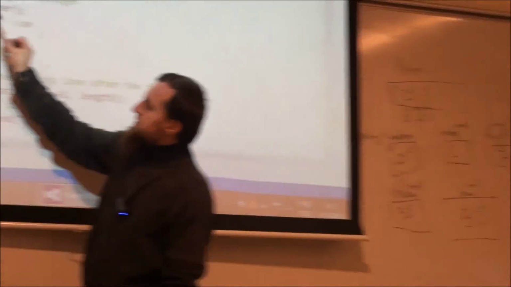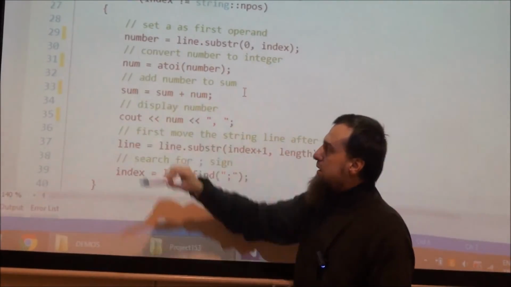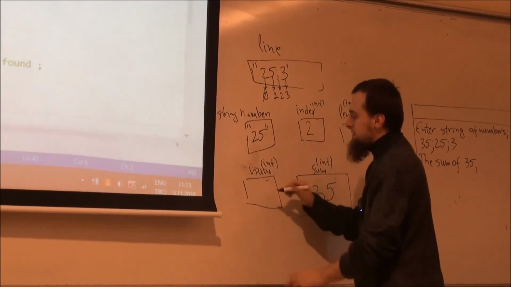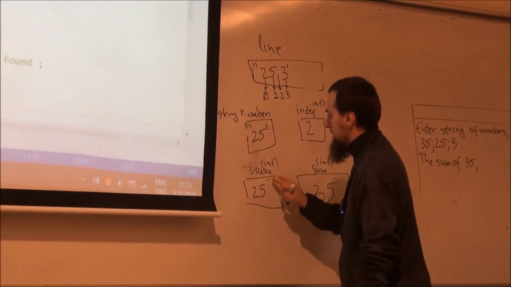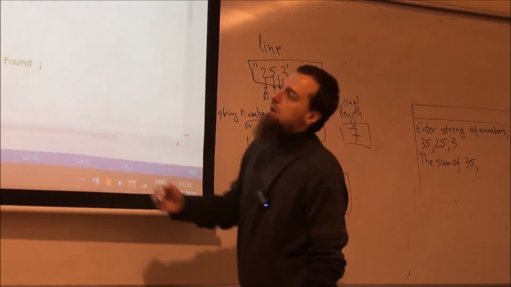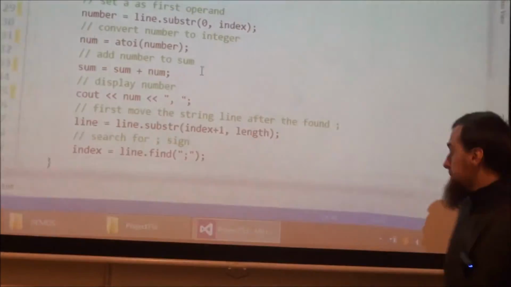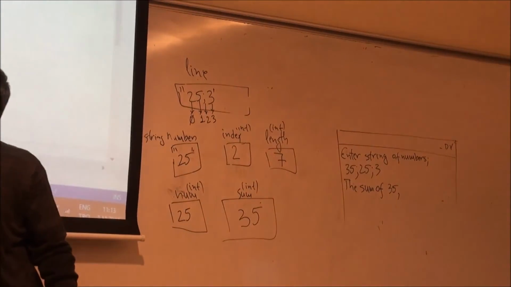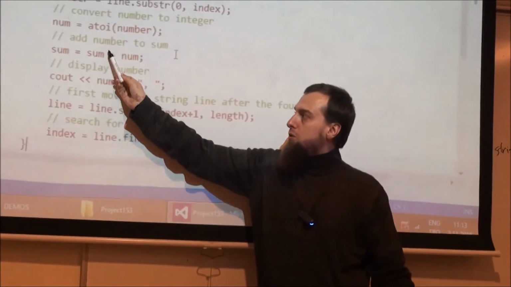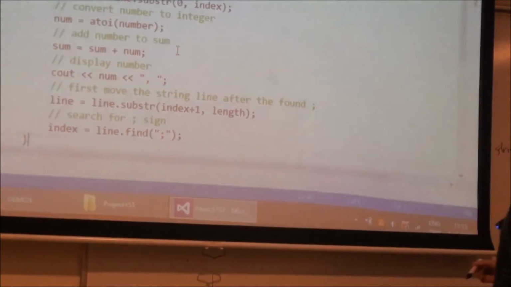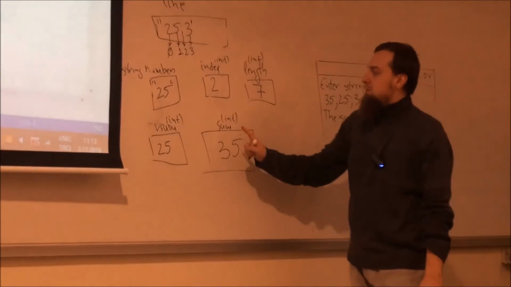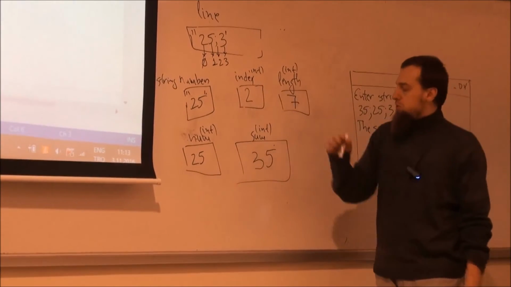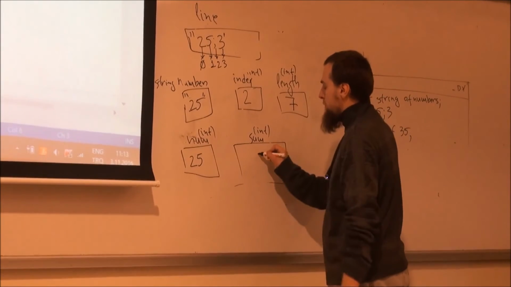We are converting this number from string to integer and putting it into num. So this num will be 25, but as an integer, not as a string. Again, we're finding the new sum: the new sum is equal to the old sum plus number. The old sum is 35, plus number is 25, so what do we have? It's 60, so it's put to 60. We have 60 here.